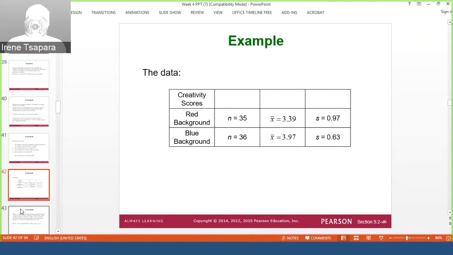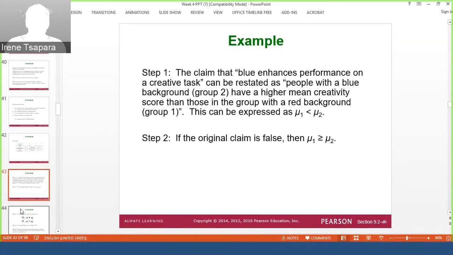We have the data. Red background, n is equal to 35. The point estimate is 3.39, so the mean of the sample is 3.39, and the standard deviation is 0.97. The blue background has its own measures. We have the claim: blue enhances performance on a creative task. What does this mean? This means that the mean for group 1 is smaller than the mean for group 2.